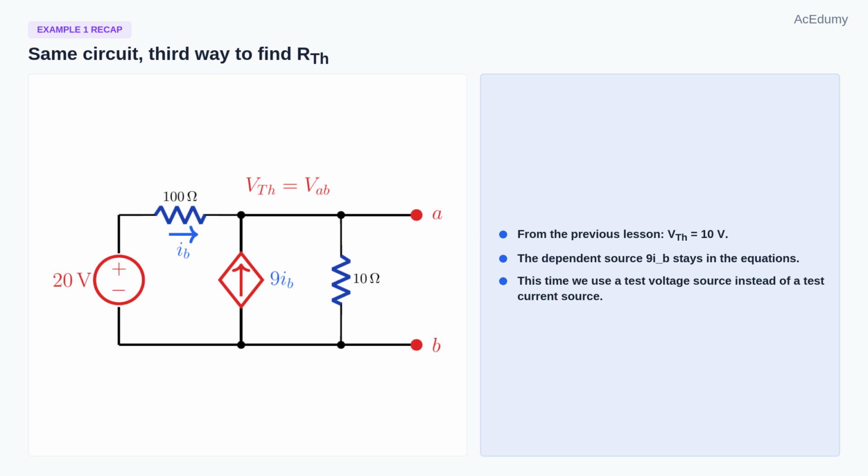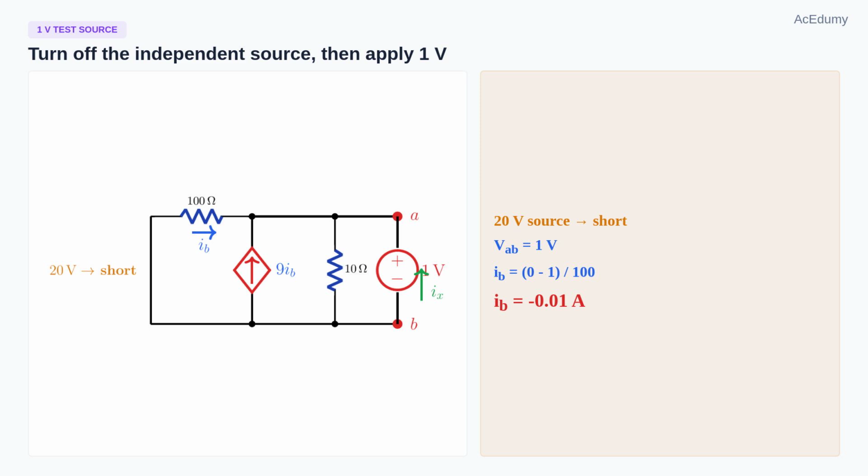In the previous lesson, we found the Thevenin equivalent of this dependent source circuit using short circuit current and the 1 amp test source. Here, we keep the same circuit but use the third resistance method. Add a 1 volt test voltage source at terminals A and B. First, the open circuit voltage is still Vthevenin equal to 10 volts.